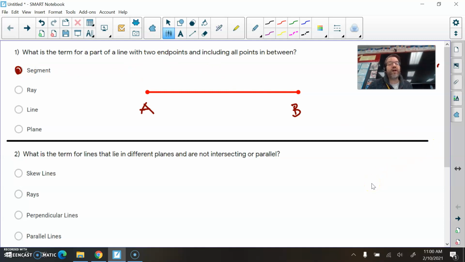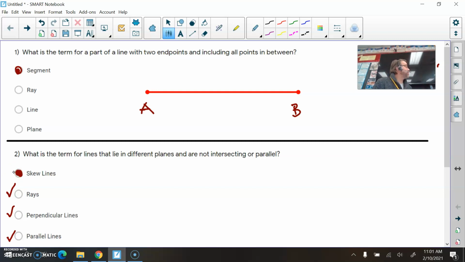All right, number two. What is the term for lines that lie in different planes and are not intersecting and they're not parallel? Well, rays, perpendicular lines, and parallel lines all are on the same plane. Skew lines is the correct answer for this particular question. They lie in different planes. They are not intersecting. They are not parallel. I could demonstrate it kind of like this.